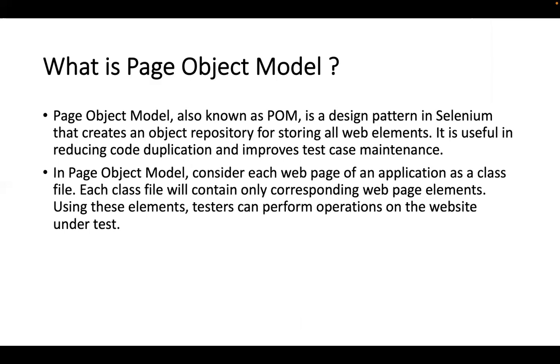As I said, in this page object model, if you have an application with n number of web pages, we'll be considering each web page as an individual class file, I mean a Java file. Then the elements we are going to interact with in that specific web page, we will be declaring as variables. There are two different types of declaration: one is under page object model and another one is under page factory. We'll see about that.